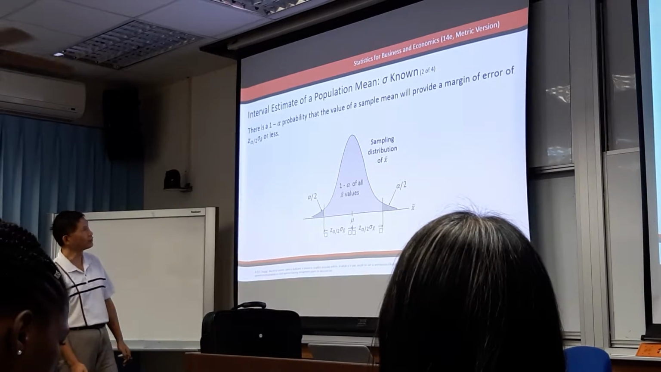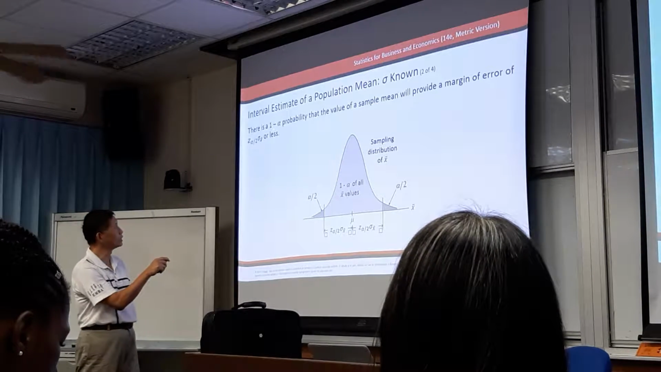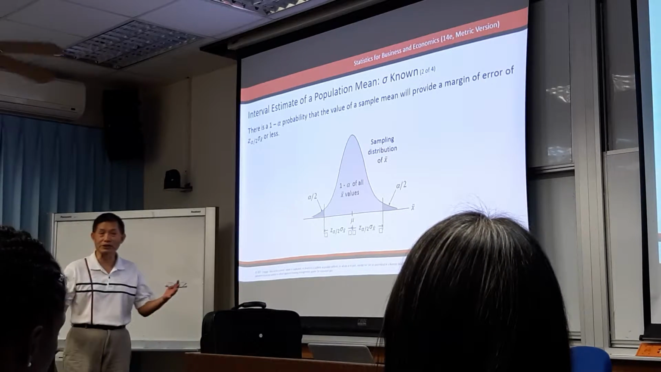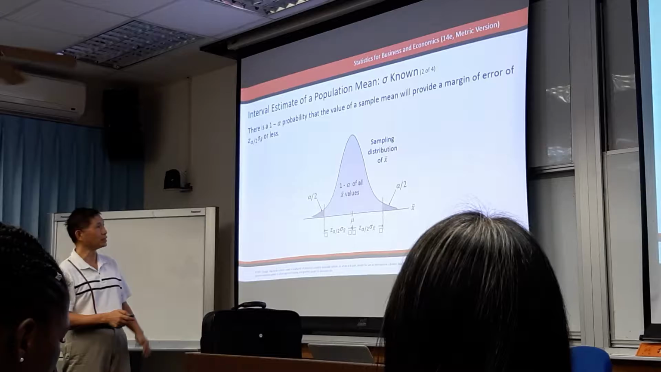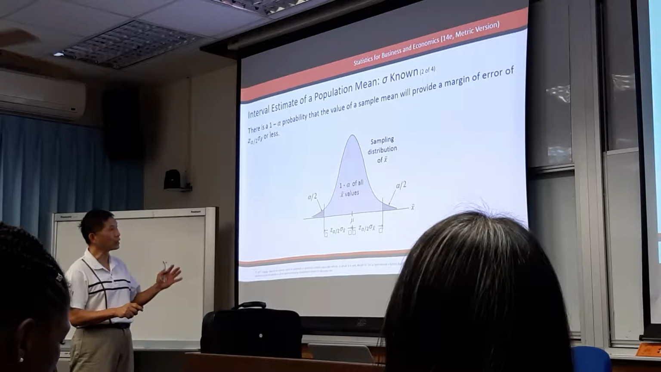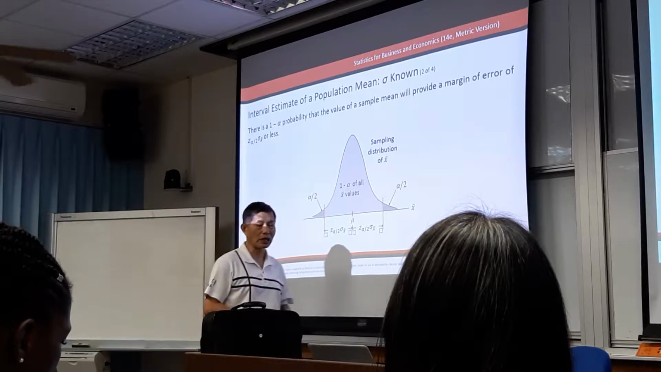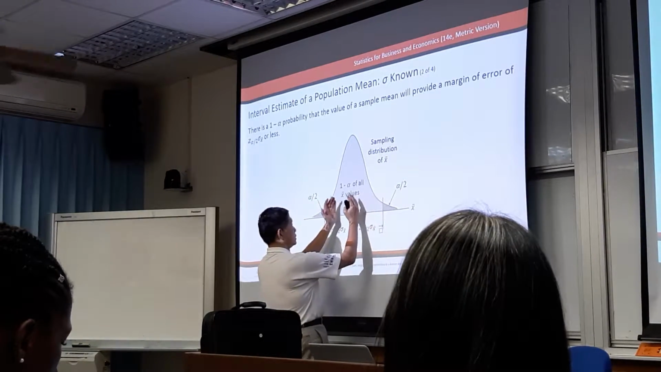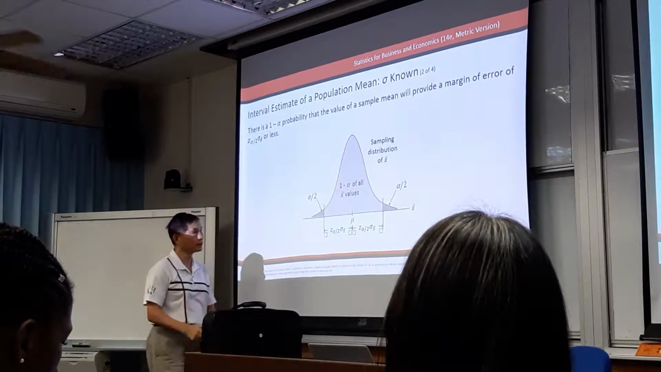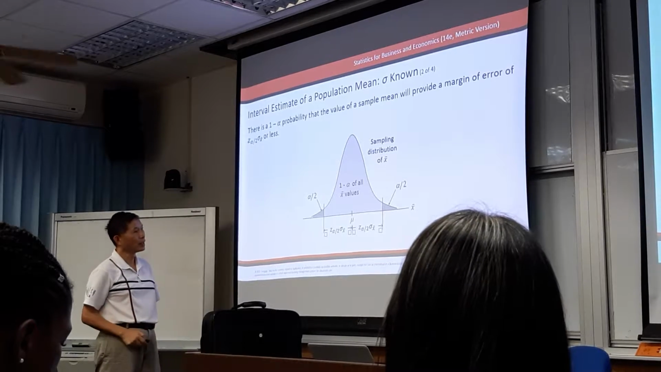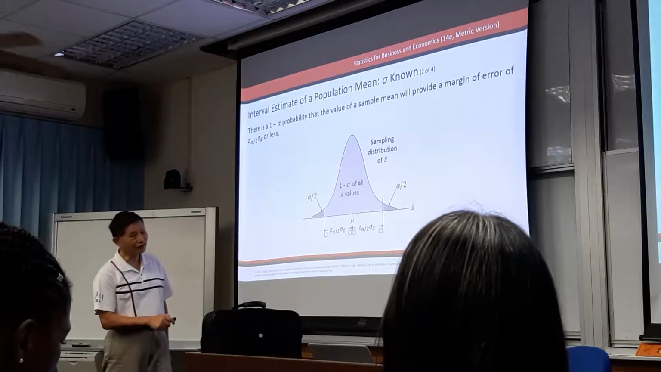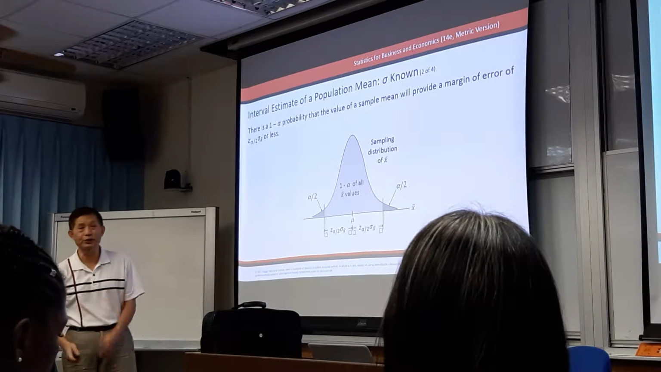And how much confidence you have. Usually we have 1 minus alpha. Alpha can be 5%, 10%, or 1%. The bigger the alpha, the tighter the confidence interval. And the z value is how many standard deviations.